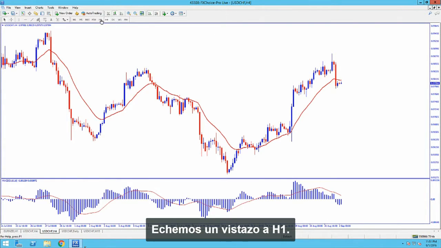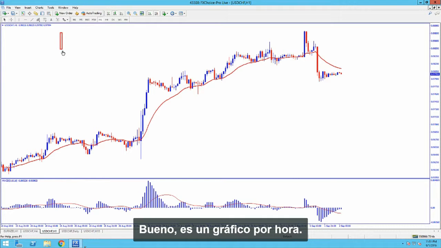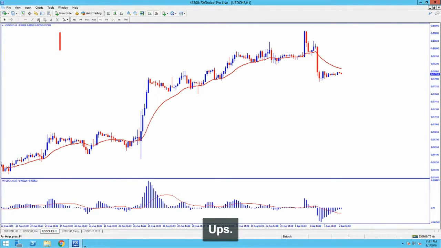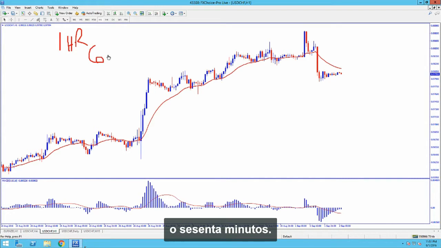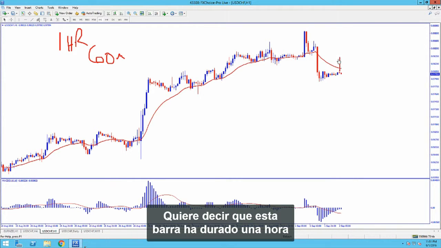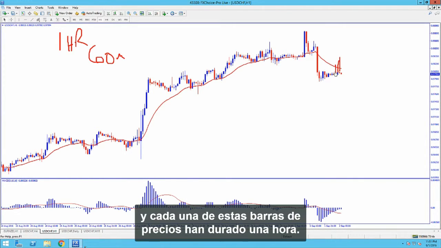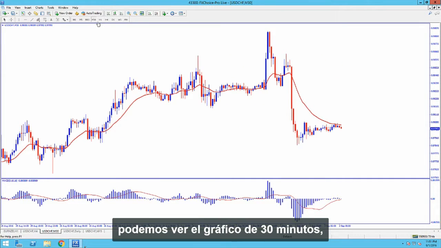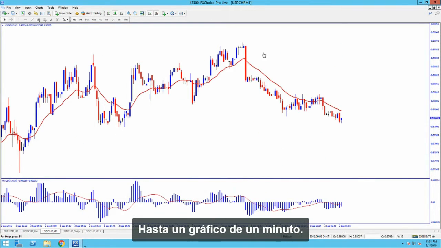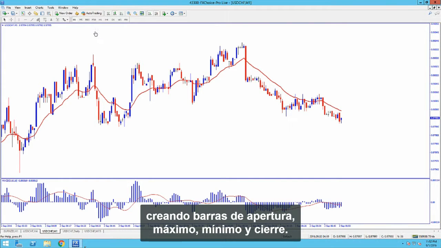Let's take a look at the H1. What does that mean? Well, that's an hourly chart. 1 hour or 60 minutes. Same thing, right? So that means currently this bar lasted 1 hour from open, high, low, close. This lasted an hour. And every one of these price bars lasted 1 hour. As we go down, we could look at a 30-minute chart where each bar is 30 minutes long, 15 minutes. Even a 1-minute chart, you have every minute creates an open, high, low, close bar.